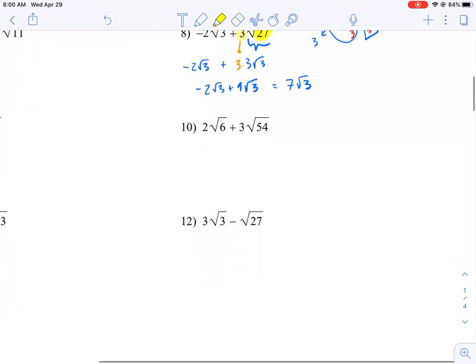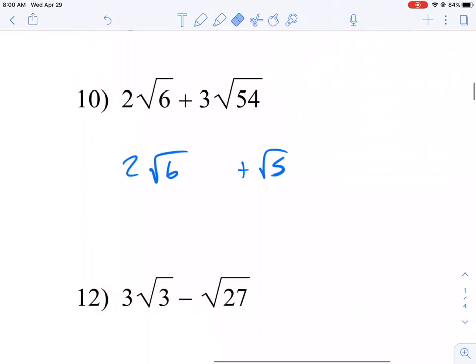Let's do one more just so you get it. Oh, and by the way, let's say you get it to a point where it's most simplified again, and you get something like this. Well, you can't combine them because they are not like radicals, they're not like terms, so you just leave the answer like that. That's how you would leave the answer.